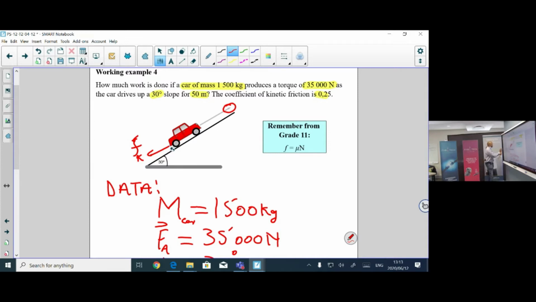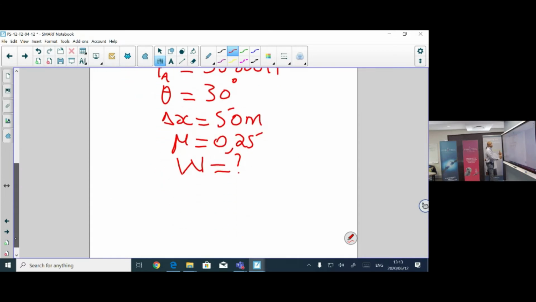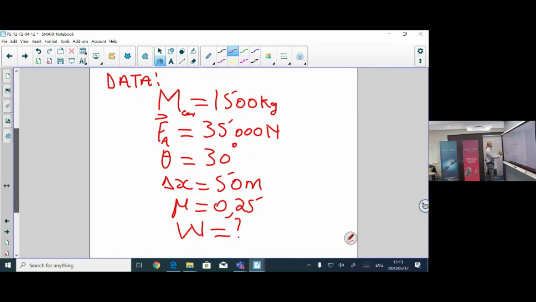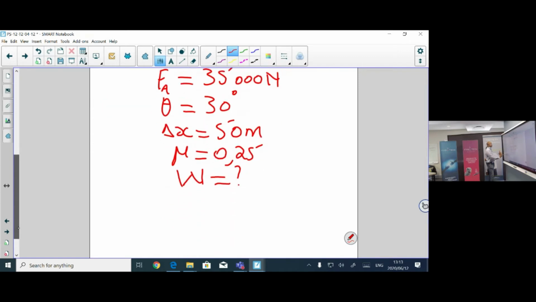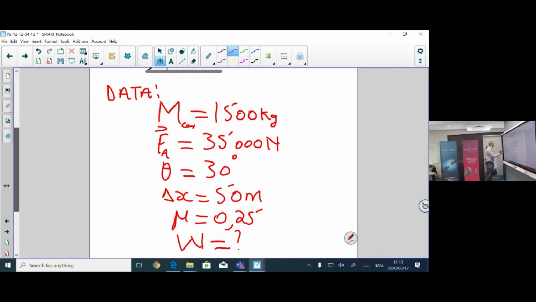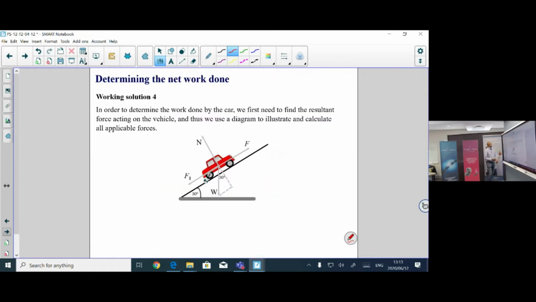All right. Now, this is what we have. We have to calculate this. I told you that we have to start with the first step. You have to show all the forces that are acting on the object.